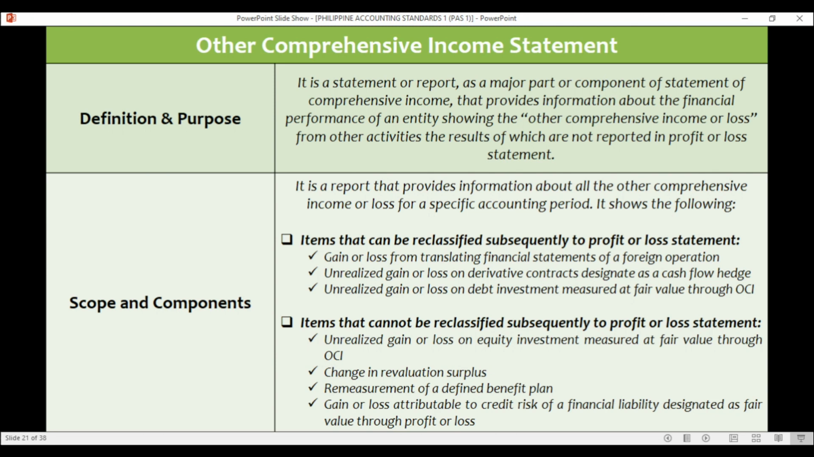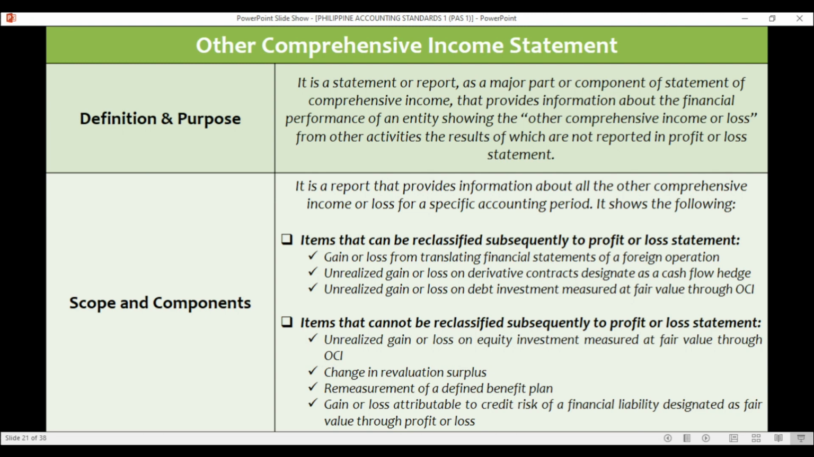Then for items that are not recyclable, we have unrealized gains or losses on equity investments measured at FVTOCI. Then change in revaluation surplus, or the surplus that relates to revaluation of assets, and remeasurement of defined benefit plan, where we have the remeasurement gains or losses. Last, we have gains or losses attributable to credit risk of a financial liability designated as FVTPL, or fair value through profit or loss.